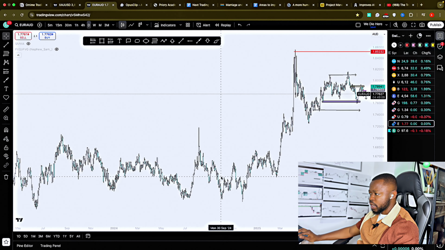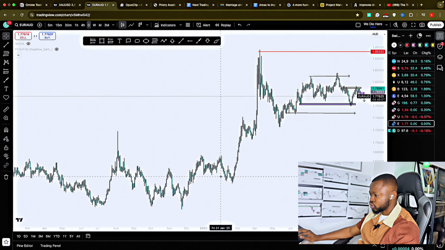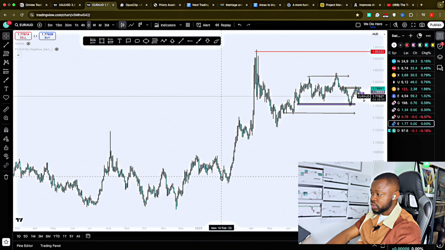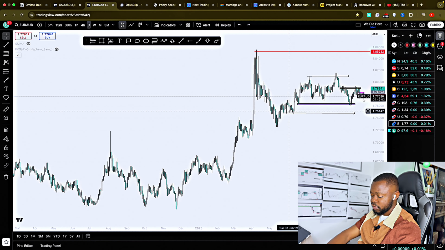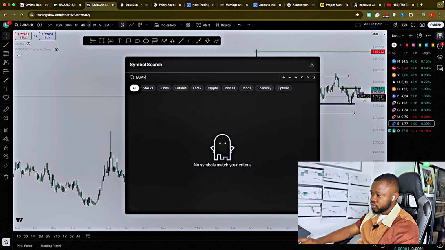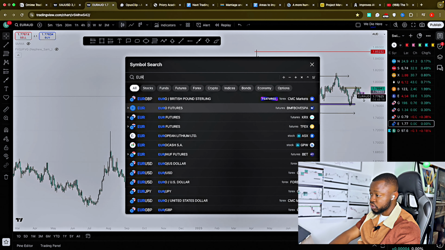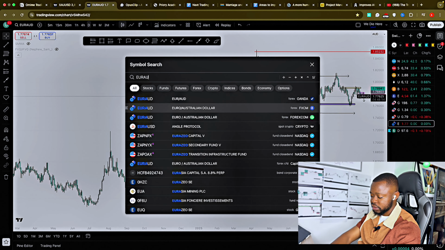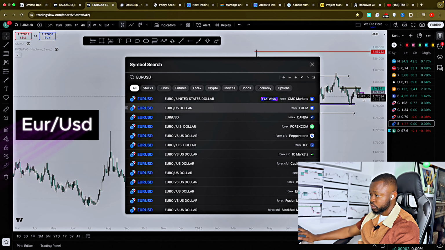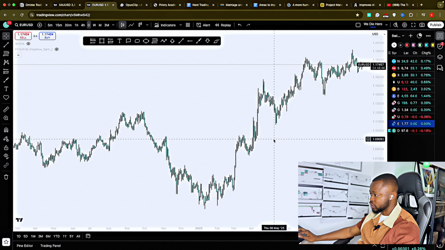So today we'll be talking about marking up your charts the right way. I'm going to be using an example of EUR/AUD. So why am I using EUR/AUD? I'm using it because it's a very busy market. Or we can even use EUR/USD since it's one of the most popular markets everybody is into.